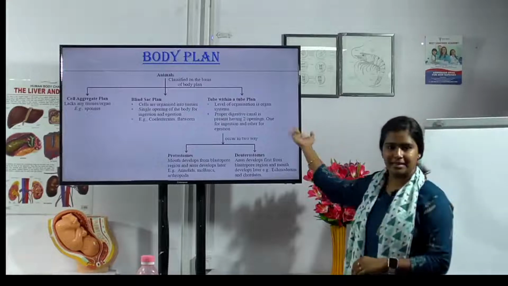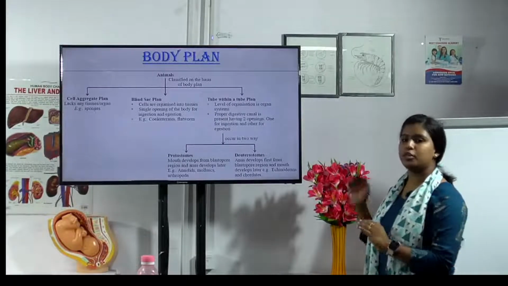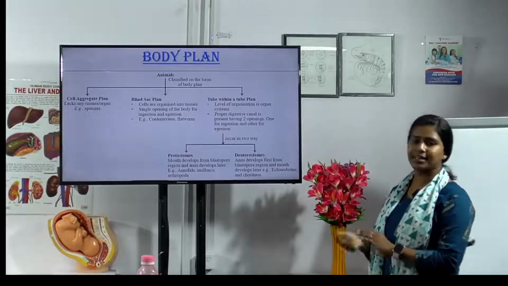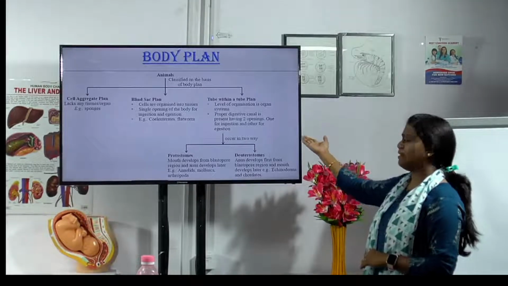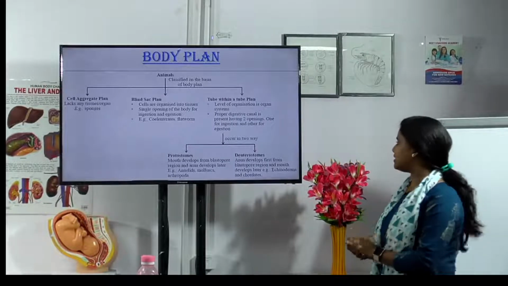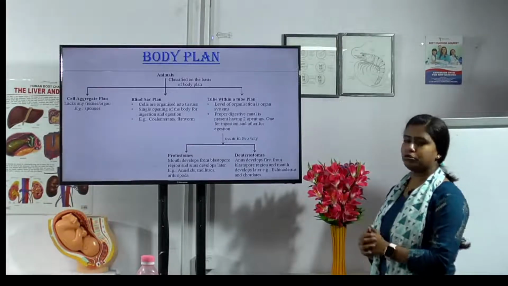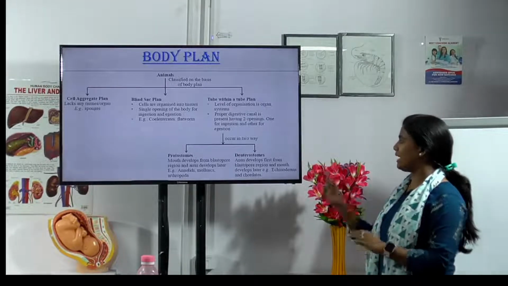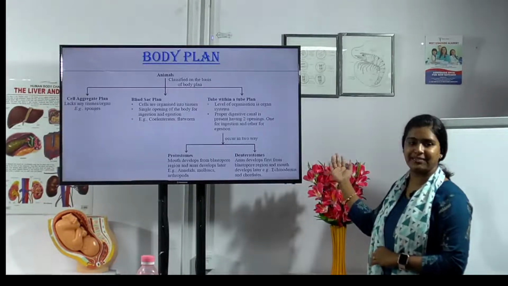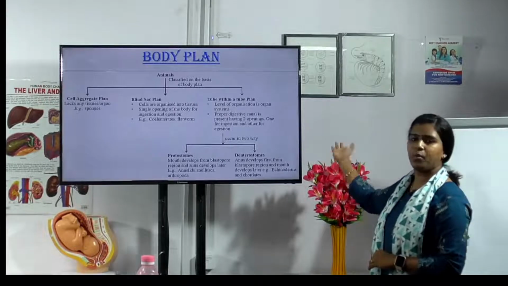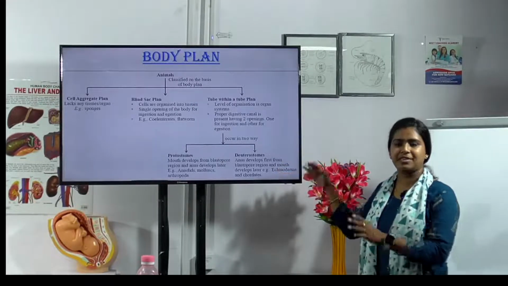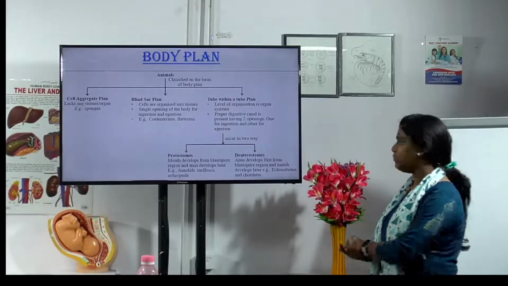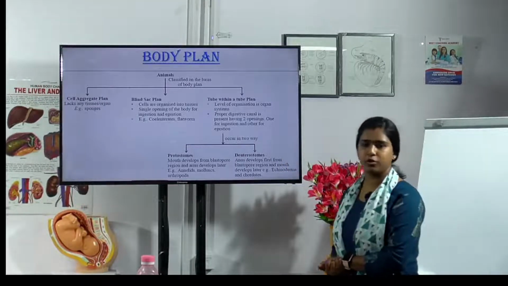They have a proper digestive canal with 2 openings, whereas here in the middle it is only one, for both insertion and egestion. These have 2 types: protostomes and deuterostomes. In protostomes, the mouth develops from the blastopore region and the anus develops later. Here it is vice versa: the anus develops first and then the mouth develops second. Examples: annelids, mollusca and arthropoda; here it is echinoderms and chordates.